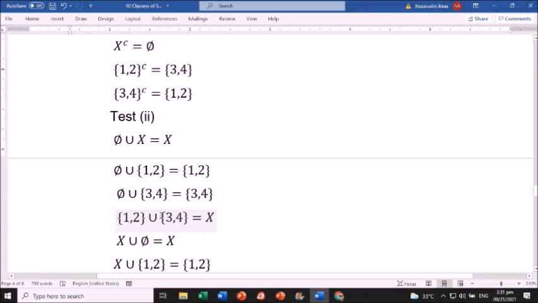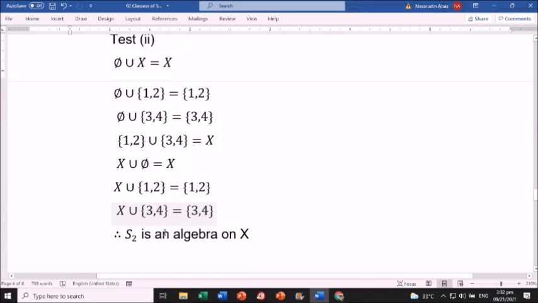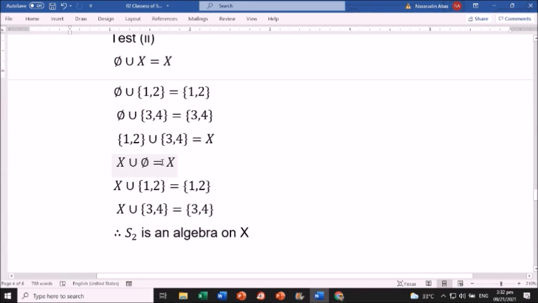And then, next we have to get the union of the set containing 1 and 2 and the set containing 3 and 4. The answer is X actually. Then X is nandun din sa S sub 2. And then X union empty set is X, nandun yun kanina. Then X union the set containing 1 and 2 is 1 and 2, nandun pa rin. X union with the set containing 3 and 4, nandun din sa taas. Nandun din sa S sub 2.